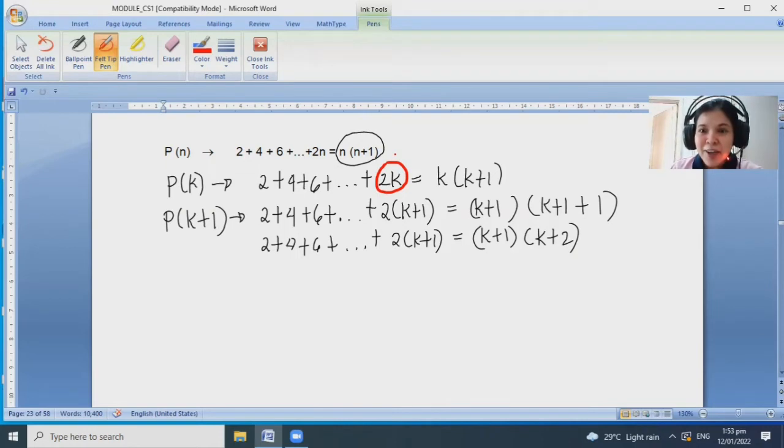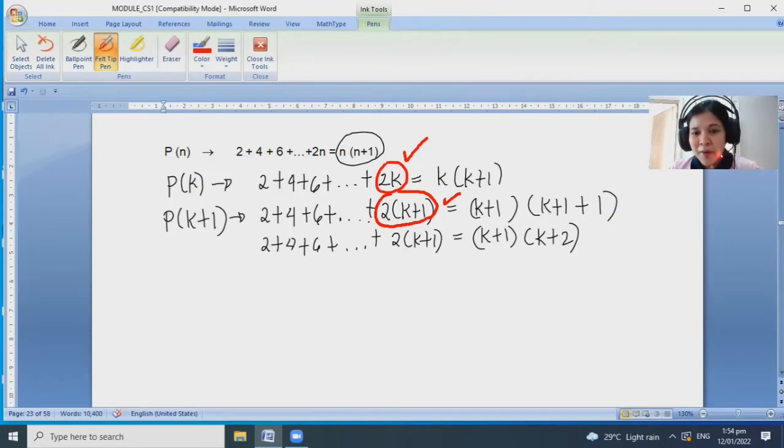Kumbaga, kung meron tayong even numbers na 2, 4, 6, 8, 10, 12, 14, ina-assume natin yung 2k 14. Eh nagdagdag pa tayo ng another even. Ano ba kasunod ng 14? 16. Ina-assume natin 14, 16, kasunod na even na inadd mo, ito, 2 times k plus 1. Ayan yung magkasunod. Kumbaga, ito yung second to the last. Ito yung pinaka-last na even.